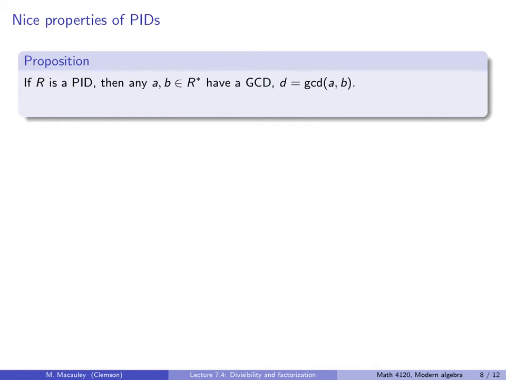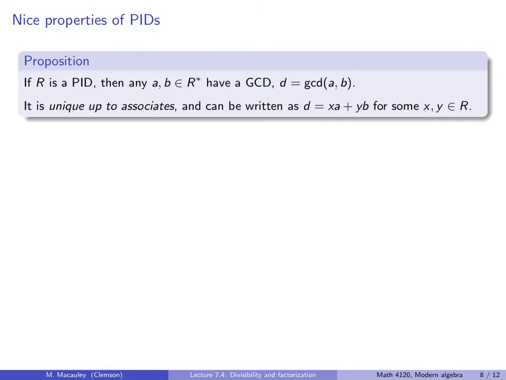As mentioned earlier, PIDs have a number of nice properties, and here's one of them. If R is a PID, then any non-zero elements A and B have a GCD, and we write this as GCD of A and B. Moreover, this GCD is unique up to multiplication by associates, and it can be written as a linear combination of A and B, though I'm slightly abusing notation there, but you know what I mean. It can be written as XA plus YB for some X and Y in R.